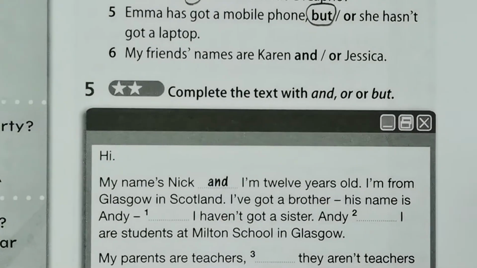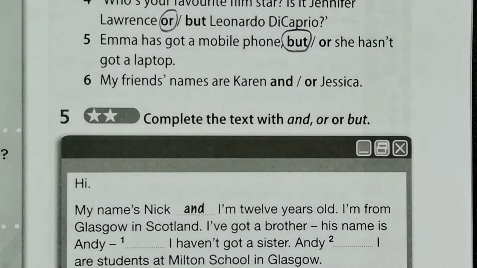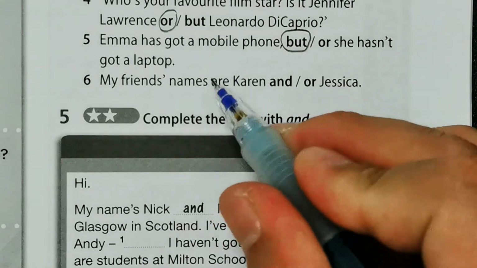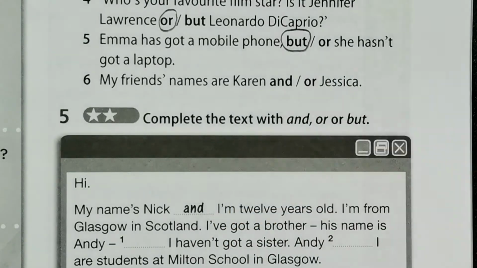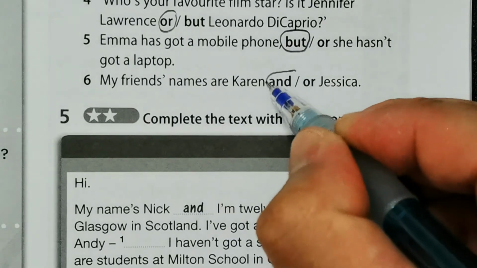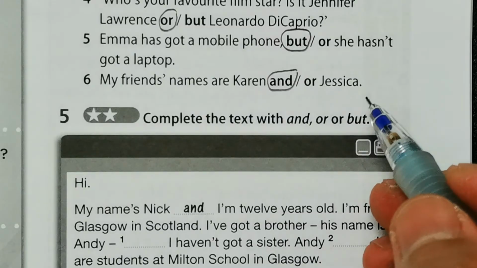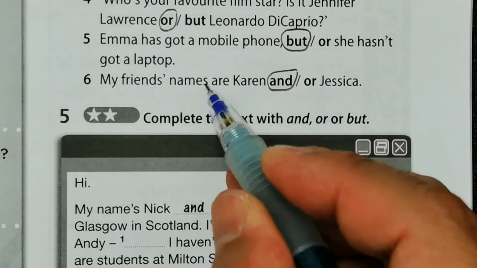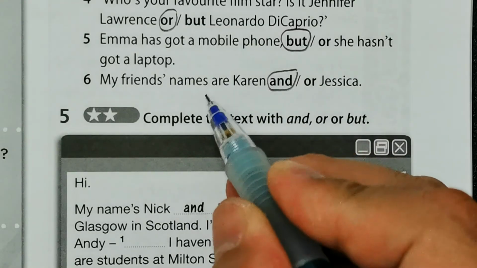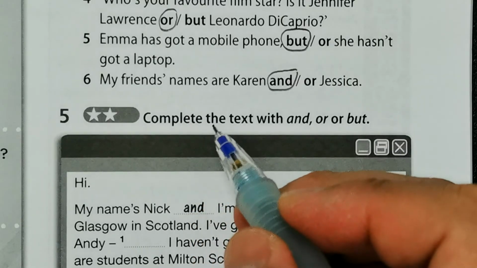And then number 6, my friends' names are Karen, Jessica. So we have this one because names shows more than one, so you cannot use or, you use and. This is more than one person, that's why we use a plural form here, names. So my friends' names are Karen and Jessica.